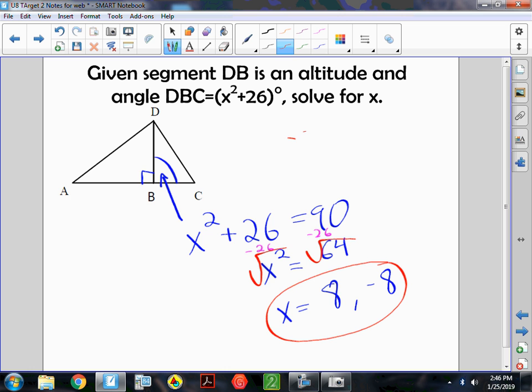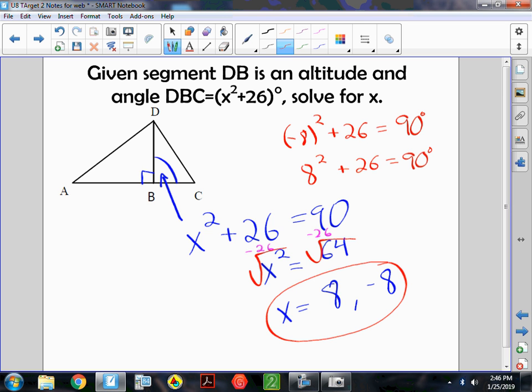Because if you do -8 squared plus 26, you still get 90 degrees. And if you do +8 squared plus 26, you get 90 degrees. When you take a square root, we should do a positive and negative, but in geometry, you just need to check that the negative makes sense in the problem.